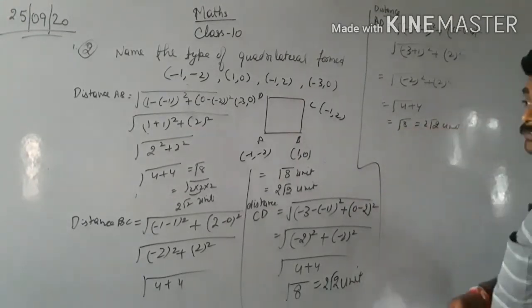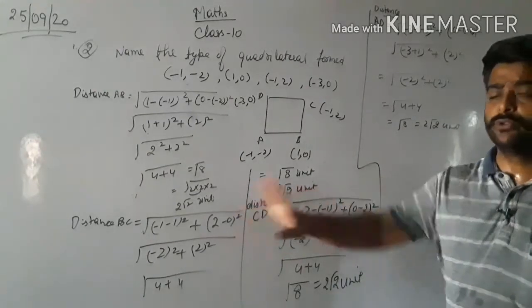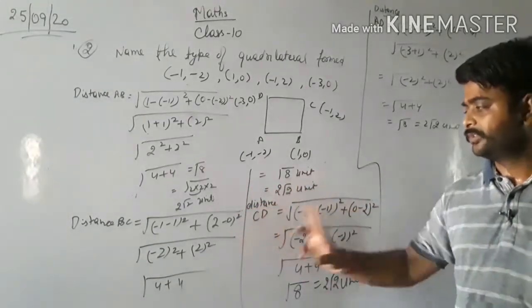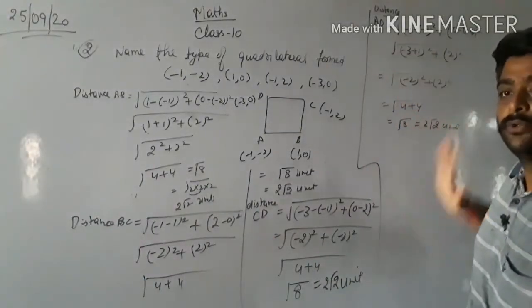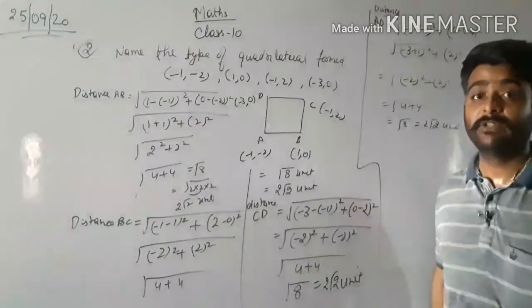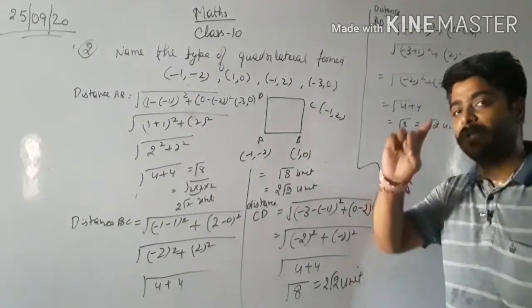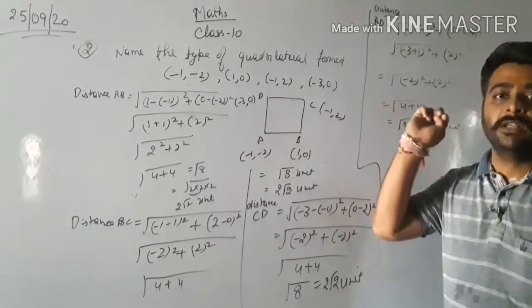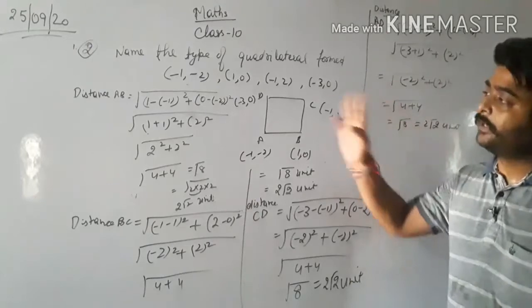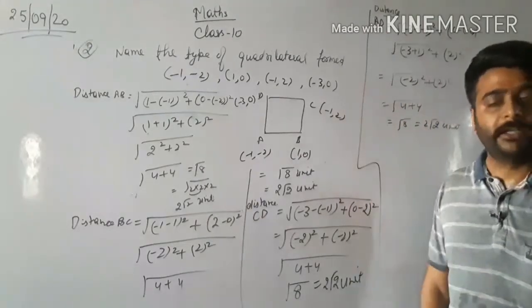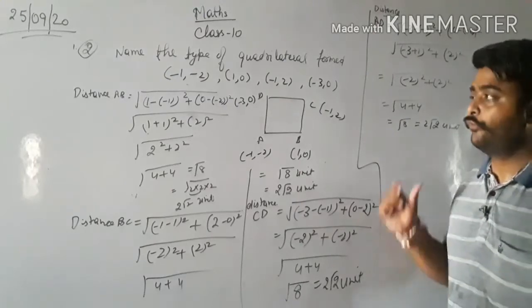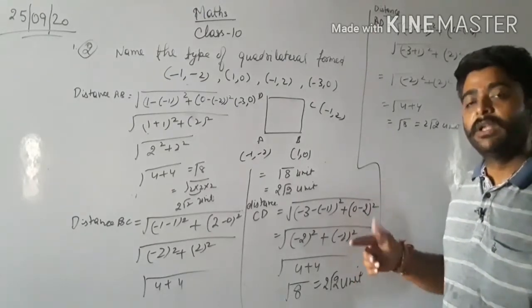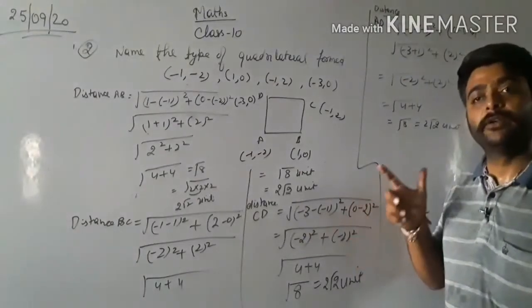Now class, what is here: AB is equal to 2 root 2, BC equals 2 root 2, CD equals 2 root 2 and AD is also equal to 2 root 2. So all four sides are equal. Now there are two conditions: a rhombus also has equal sides, and in a square all four sides are again equal. So what is the difference between them? The diagonals of a square should be equal and the diagonals of a rhombus should not be equal.